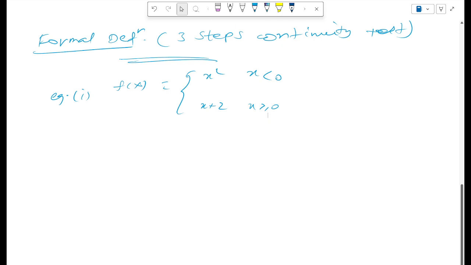But here the interval is very big. It is from minus infinity to infinity. So we cannot check by drawing the whole graph from minus infinity to infinity. How will we check? We will try to find the probable point of discontinuity. So first let's draw the graph for this function and see what it says.